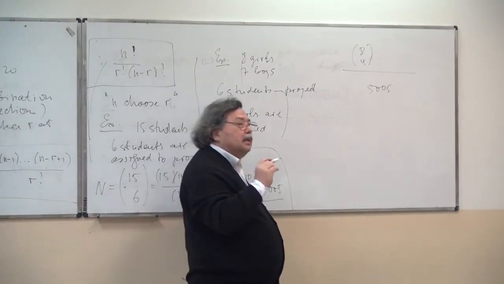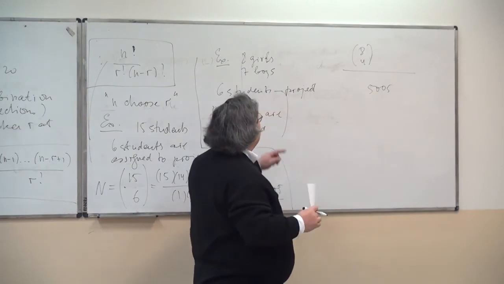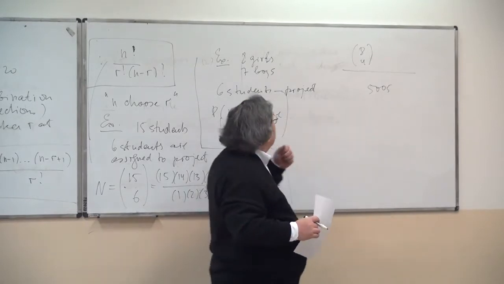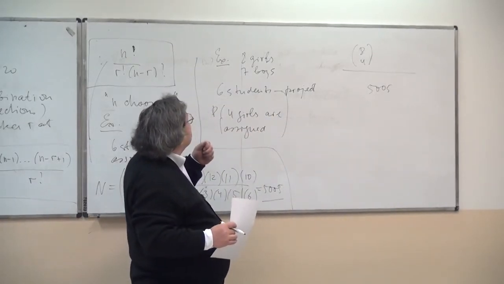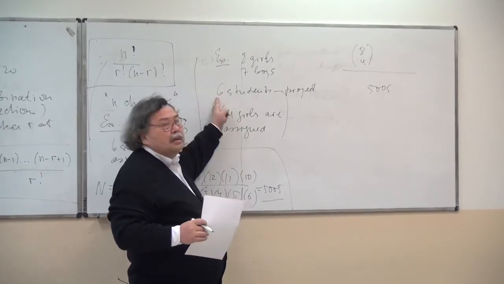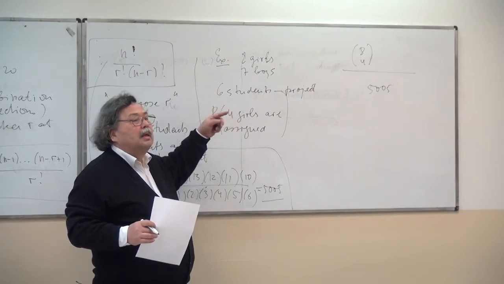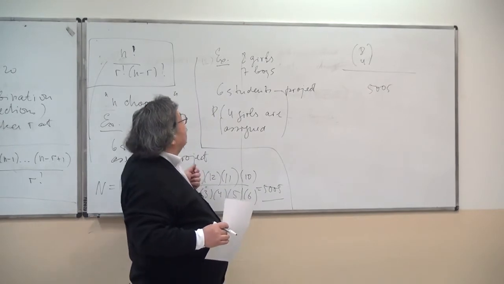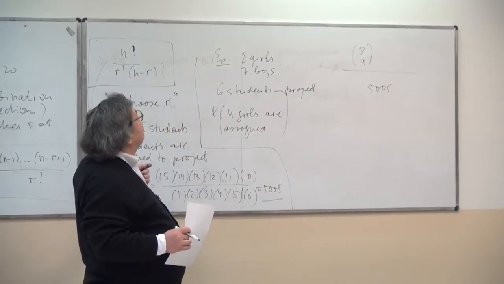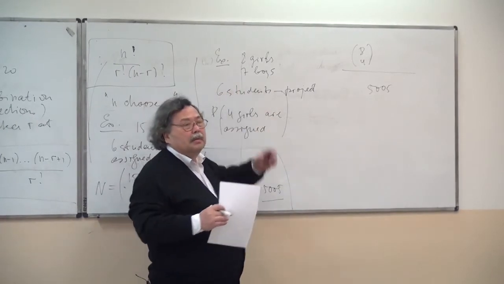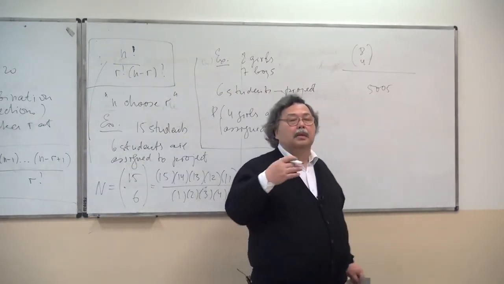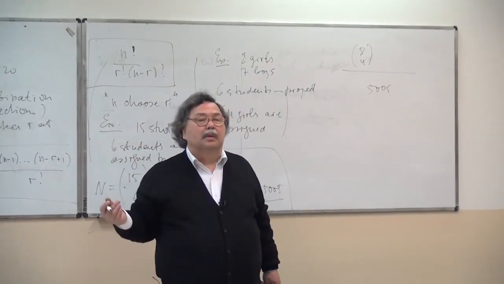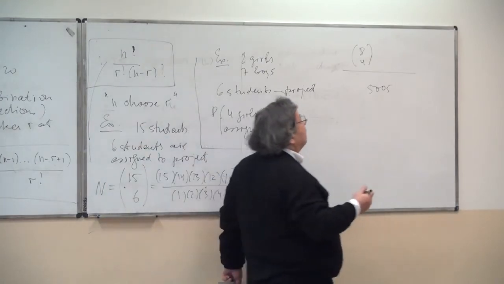But then the next question is this. If 4 of those chosen to do the project are girls, then how many boys are assigned? The total number of students to be assigned to this project is 6. If 4 of them are girls, then the remaining 2 are boys. And we need to choose 2 boys out of the total of 7. So the total number of ways 2 boys can be selected out of the total number of 7 boys is 7 choose 2.